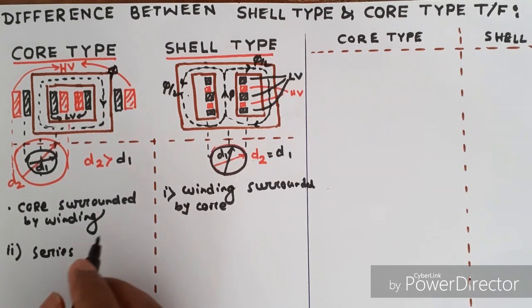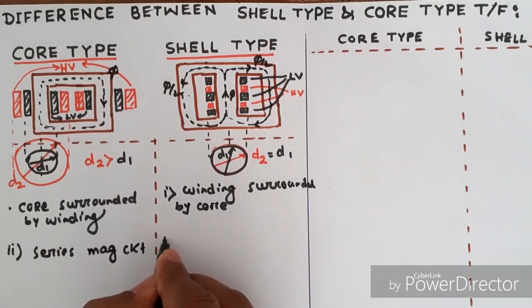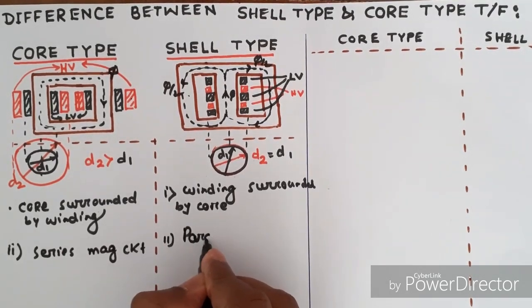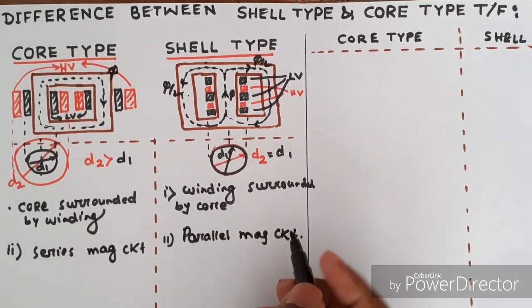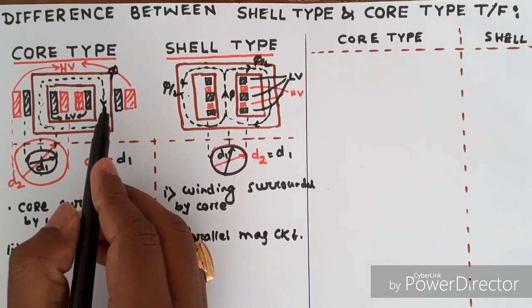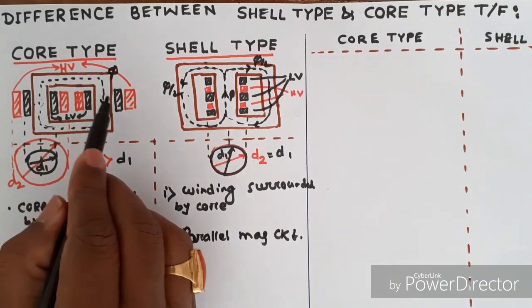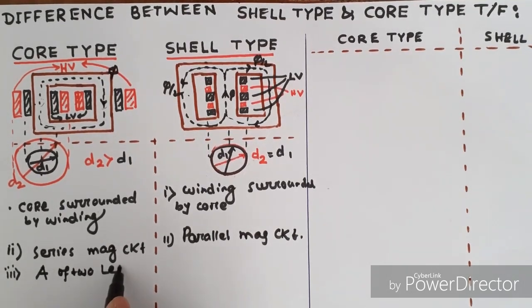Number 2, it is a series magnetic circuit here, and here it is a parallel magnetic circuit. Here the flux is phi, here also flux is phi. Therefore, cross section of the two legs is the same, equal.